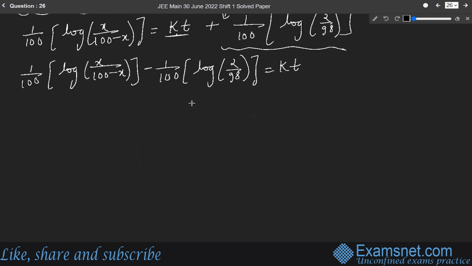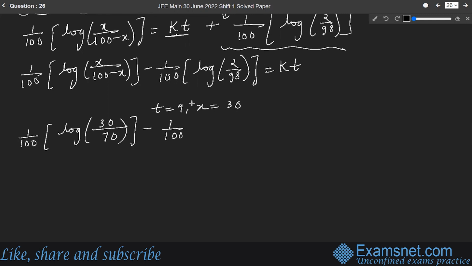So let us now substitute this value here. t is equal to 4 and x is equal to 30. All right, so we have 1 by 100 into log of x, what is x? 30 divided by 100 minus x. So what is 100 minus x? It is 70, right? 100 minus 30 is 70. Minus 1 by 100 into log of 2 by 98. It is equal to k into t. What is the value of t? 4. So we have 4k here.